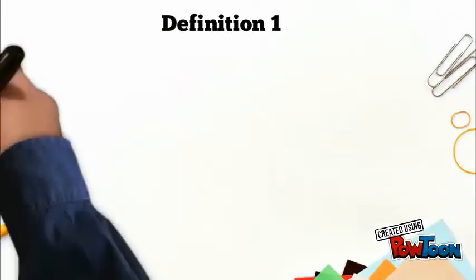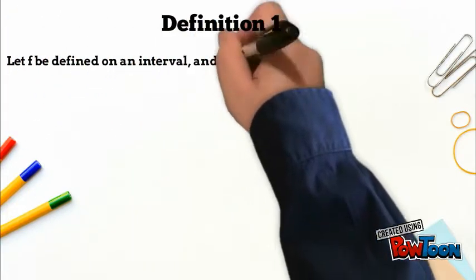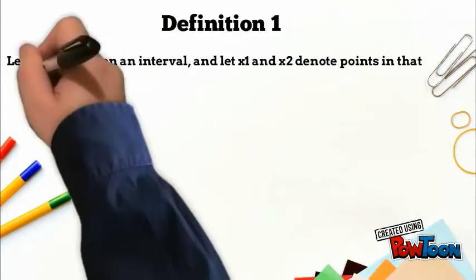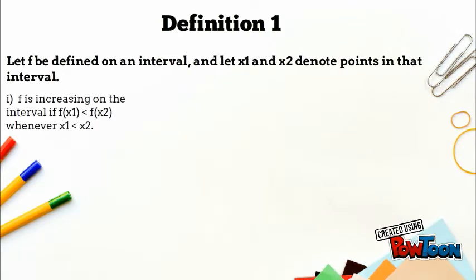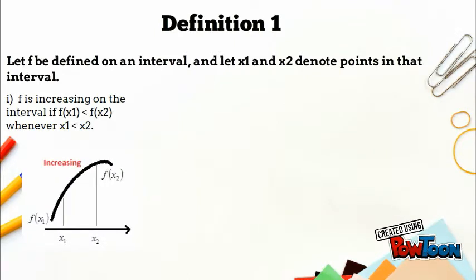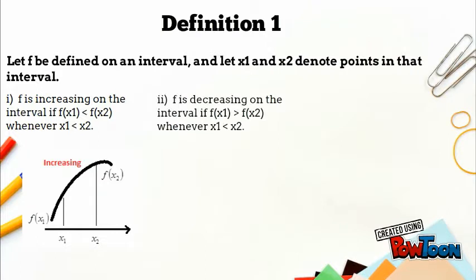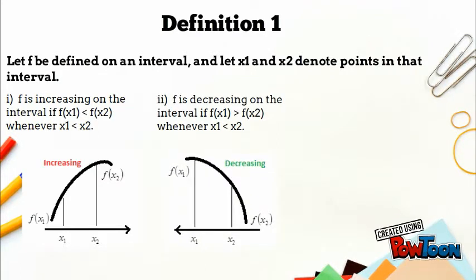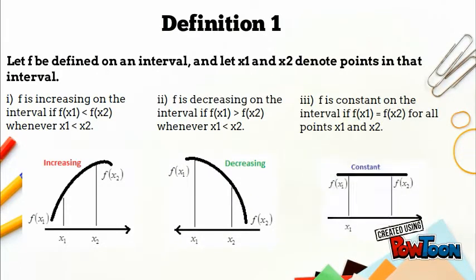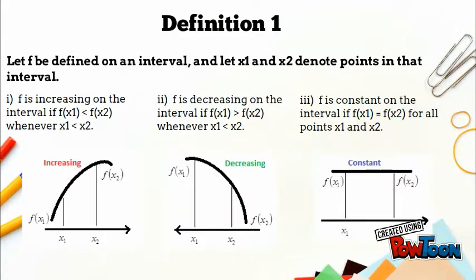Definition 1. Let f be defined on an interval and let x1 and x2 denote points in that interval. The function is increasing if f(x1) is less than f(x2), decreasing if f(x1) is greater than f(x2), and constant if f(x1) is equal to f(x2).